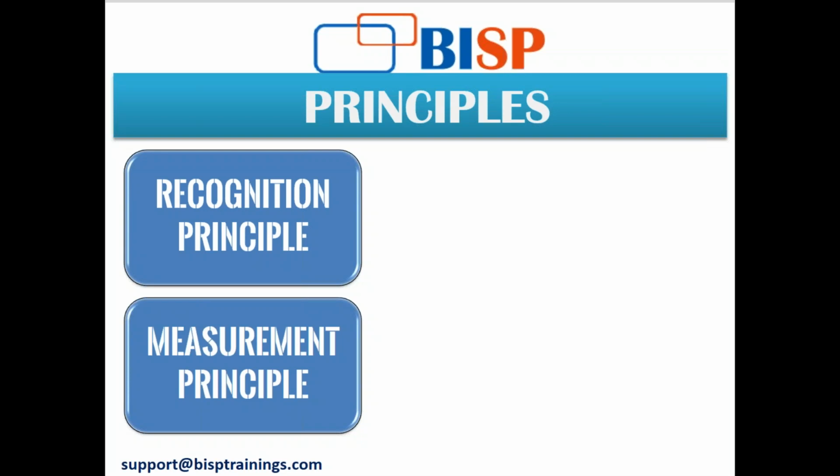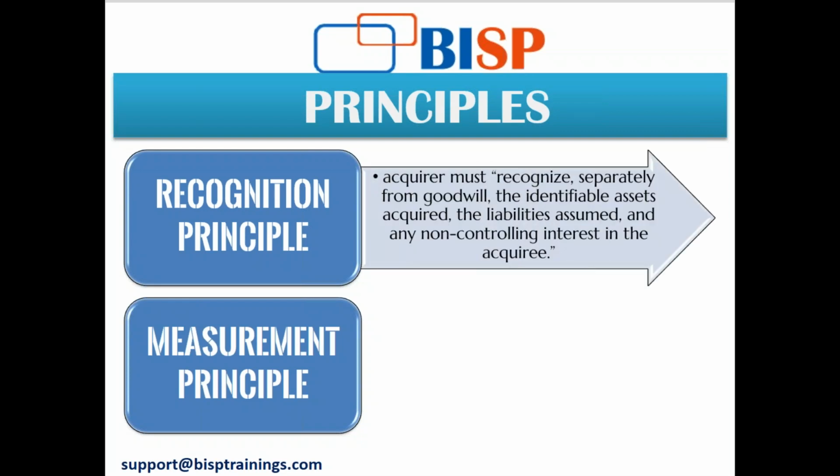So the whole objective of providing these two principles under IFRS 3 is to give you guidance on how to apply the specific recognition and measurement guidance for a particular asset and liability. How do I measure my asset and how do I measure my liability? So the recognition principle is that assets acquired and liabilities that are assumed in the business combination are recognized if they meet IFRS 3's recognition principle on the acquisition date.